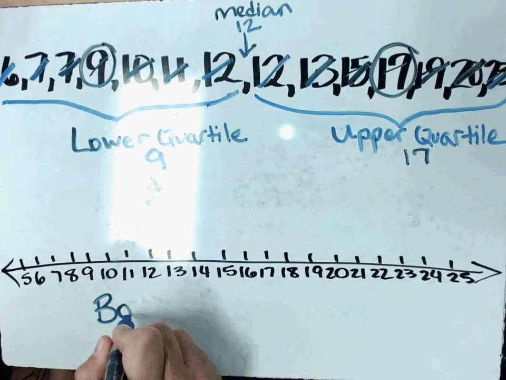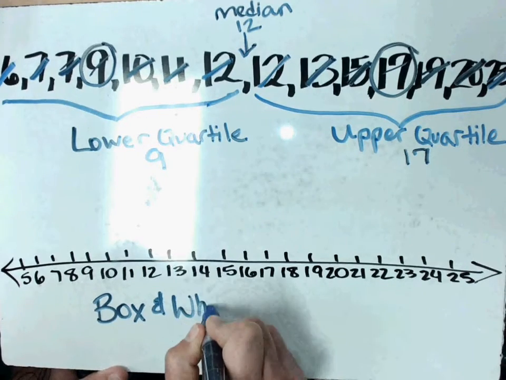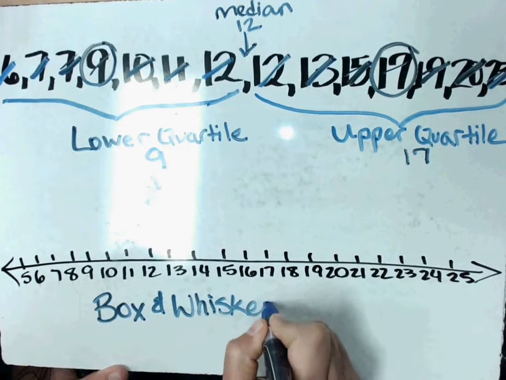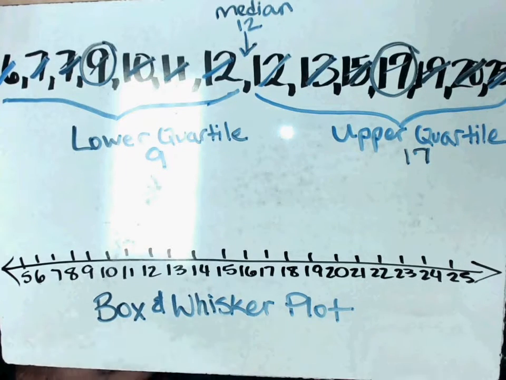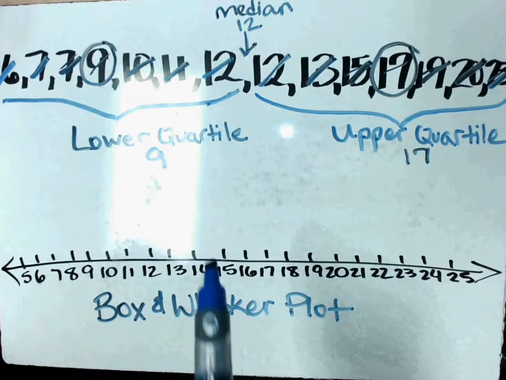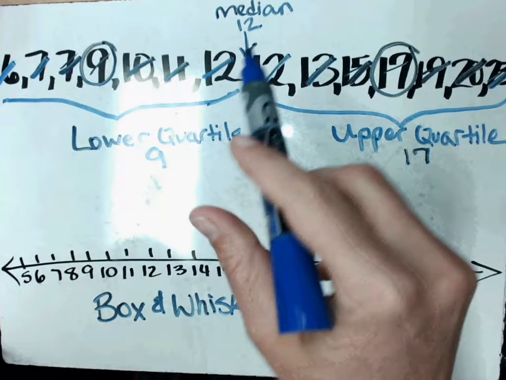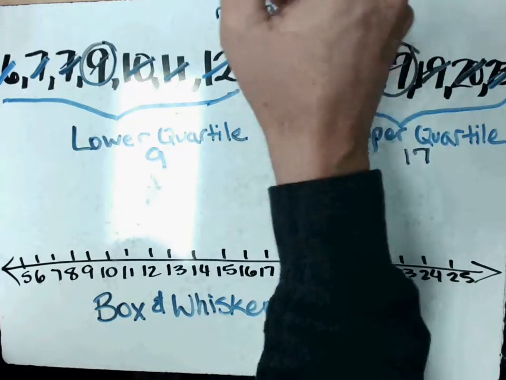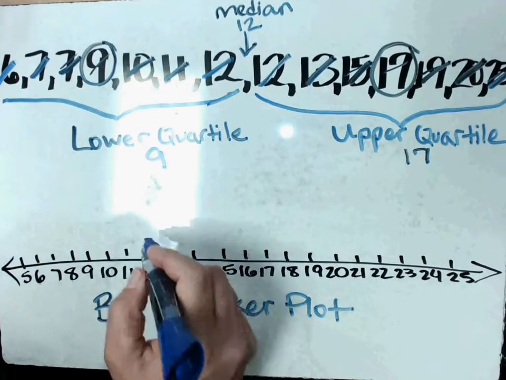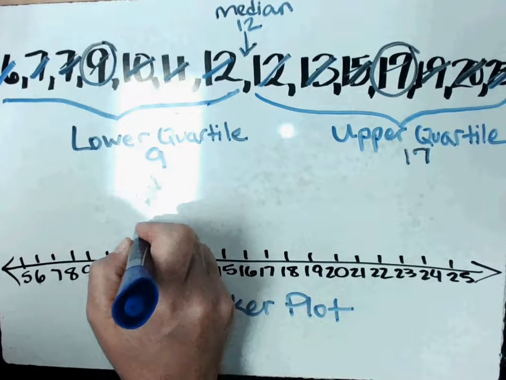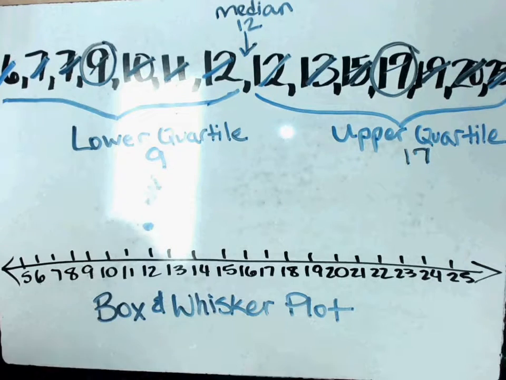Okay, it's called a box and whisker plot. And I'll show you why it's called a box and whisker plot. Okay, so you're going to graph the values that you found up here. You're going to put a dot at the median of all your numbers, which was 12. So we're going to put a dot right above the 12 here. Okay, that was our regular median.